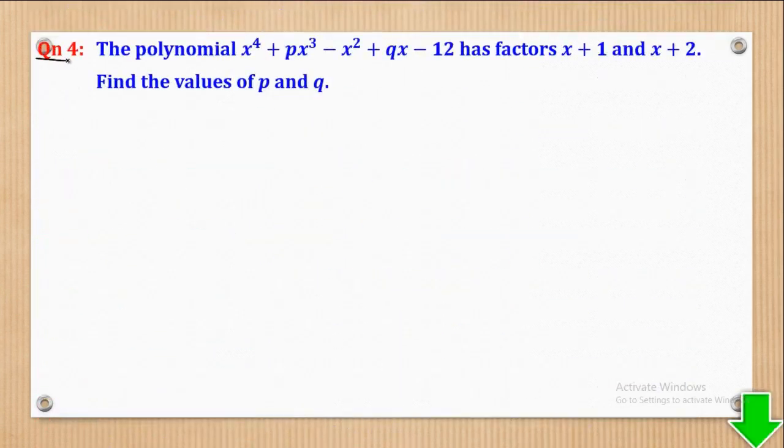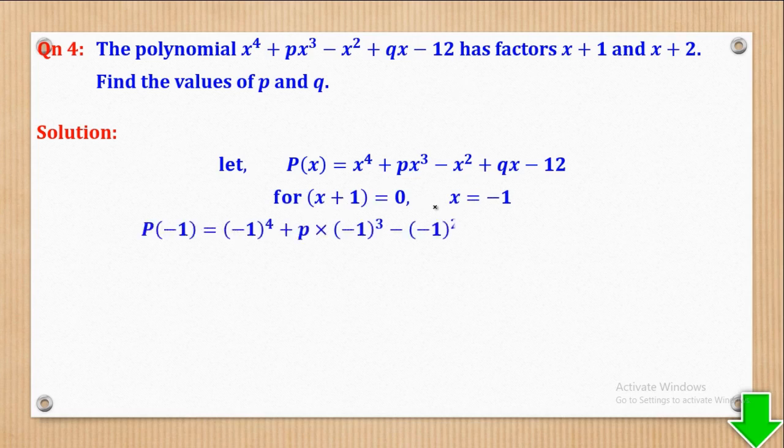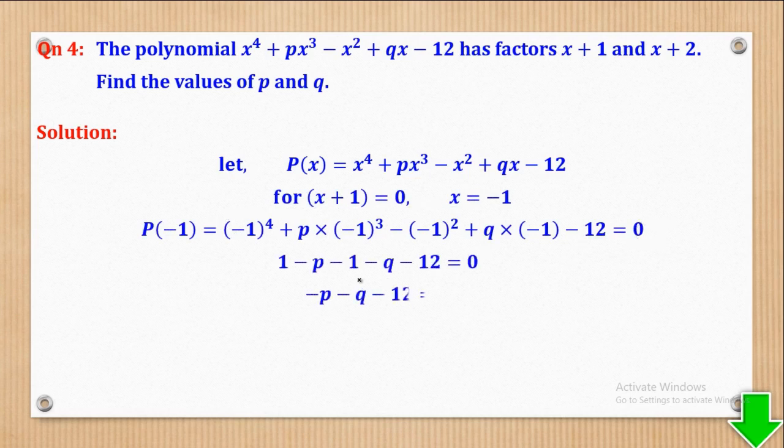Then question 4 says the polynomial this has factors this and this. Find the values of p and q. So you come as that, let p be equal to this. They told us these are factors, meaning the remainder will be 0. So when I substitute x equal negative 1, I'll equate it to 0 because they said it's a factor. Simplify, come up with that. Therefore, equation 1 will be that.